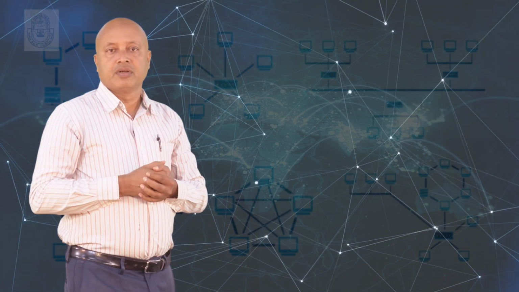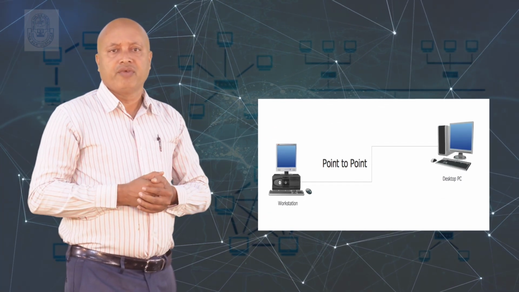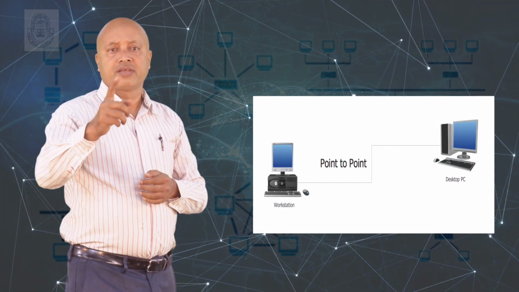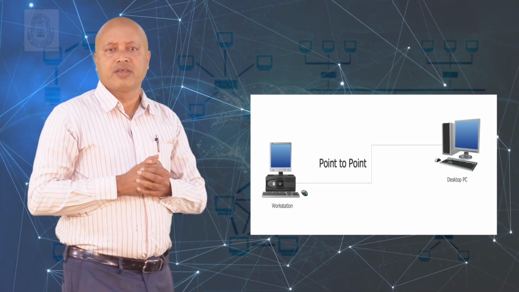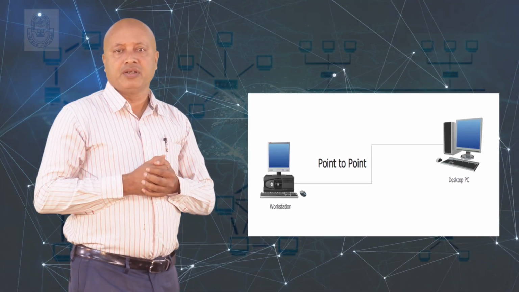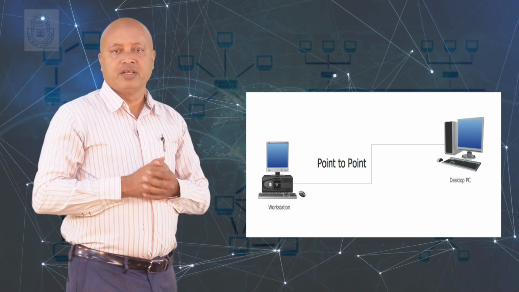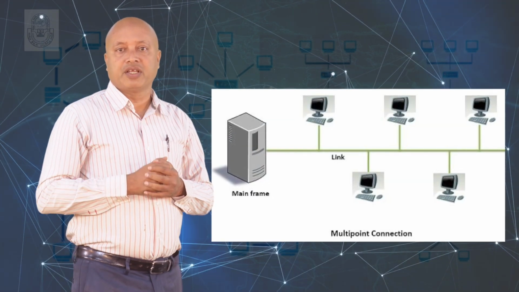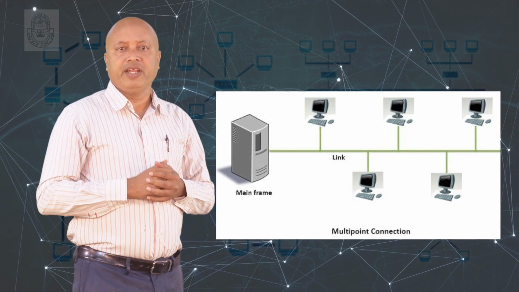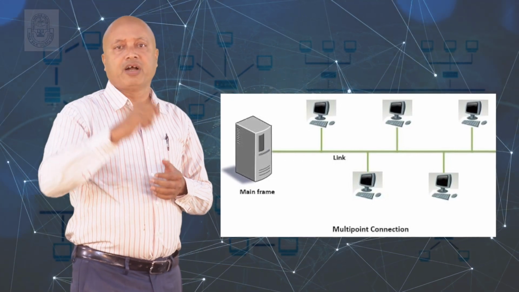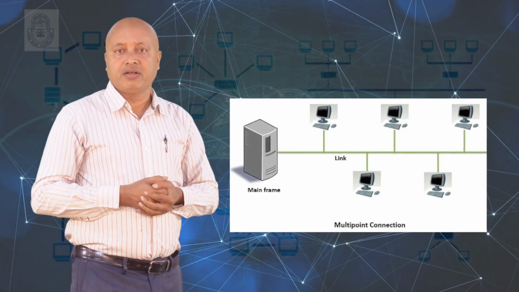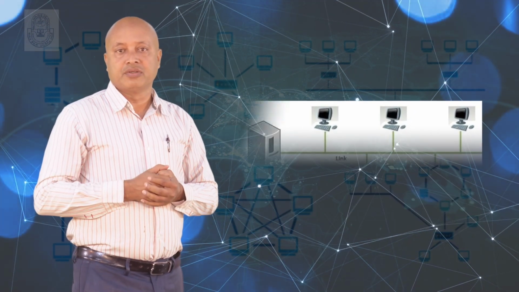Point-to-point connection. It is a one-to-one connection where only two computers share the connection. As only two computers can share the connection, a level of bandwidth is assured to the user. Multi-point connection. It is the other type of connection where three or more computers share the connection, and it is also called a multi-drop connection.